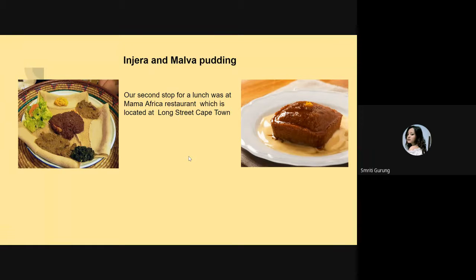So I'd like to discuss the dishes we had at the restaurant. First of all, Injera. This is a fermented bread with a spongy texture, traditionally made. The second one is Malva Pudding. Malva Pudding is a sweet pudding of South African origin. It comes with jam and has a spongy caramelized texture. It is one of the famous dishes of the Mama Africa restaurant.